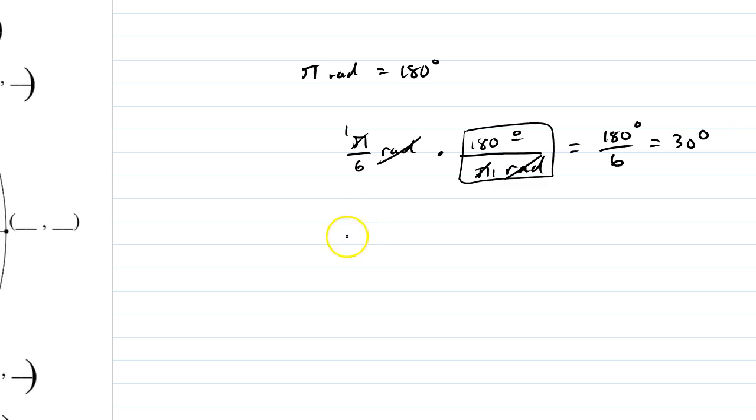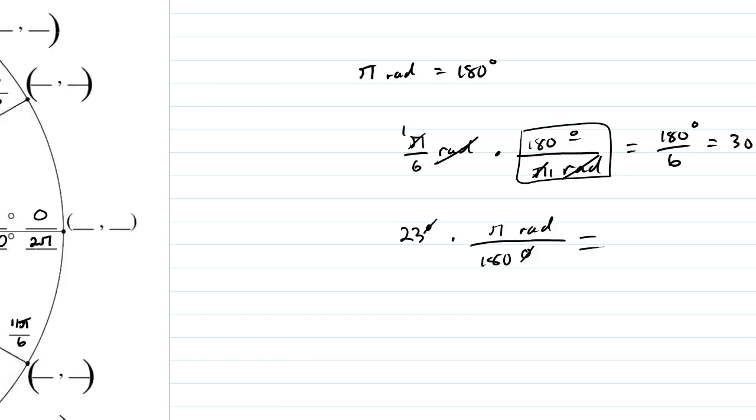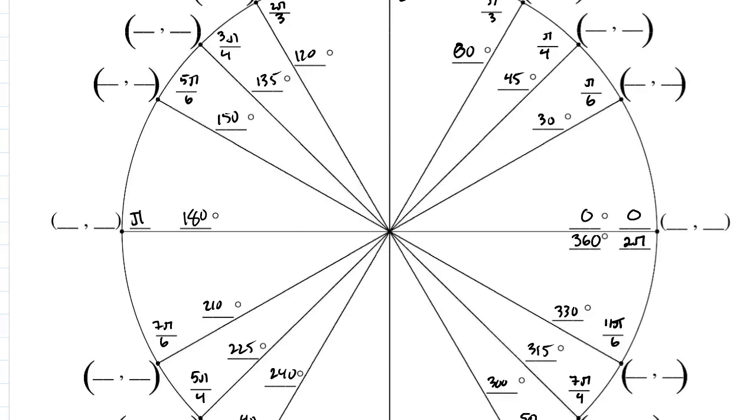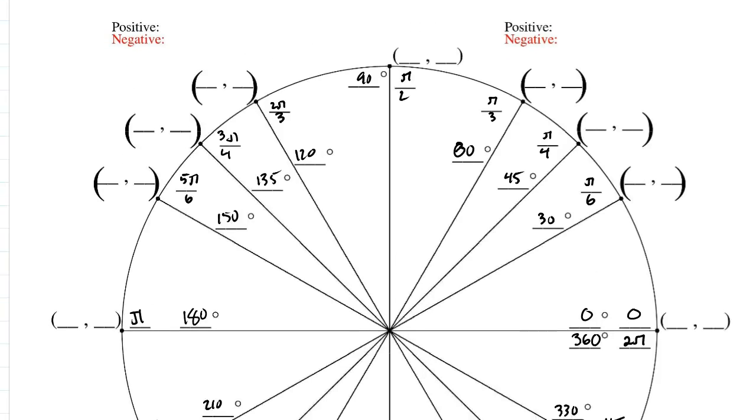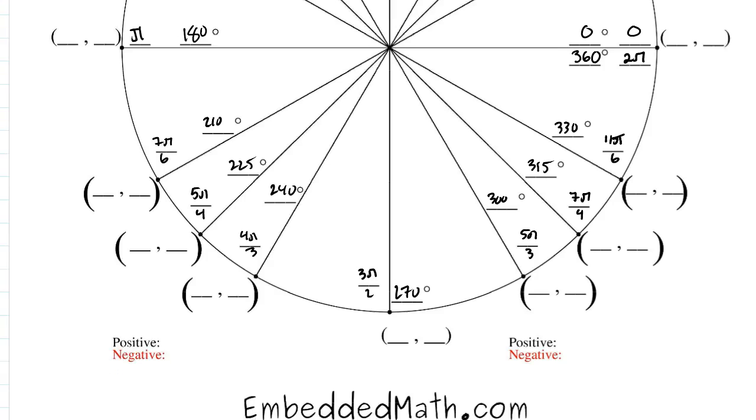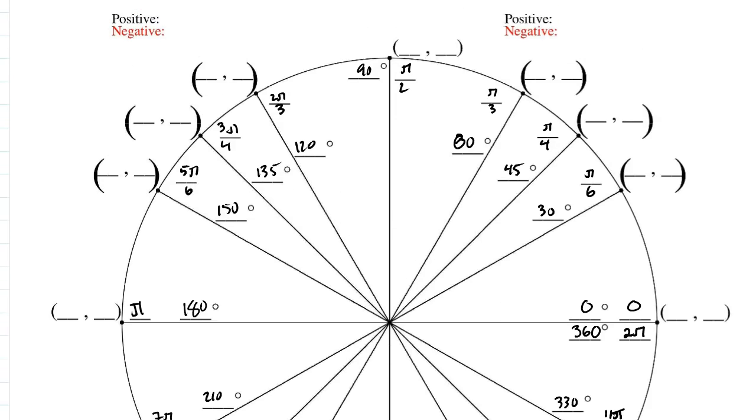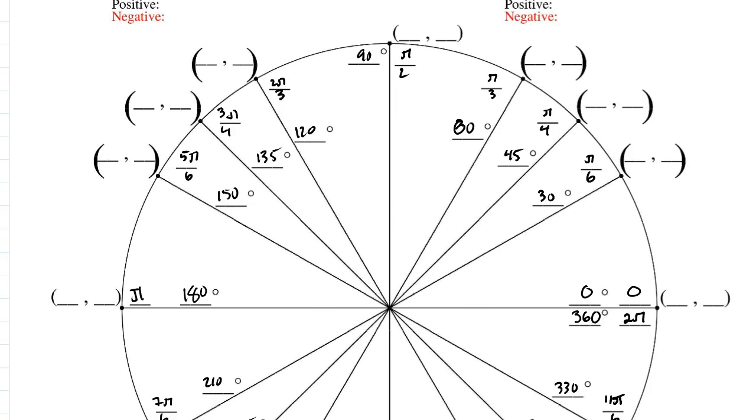Okay, and likewise, if I ever give you like 23 degrees, you can still multiply by pi radians all over 180 degrees. Now you have a degree over a degree, and you just have to work it out to figure out the total radians. Okay, so back to the unit circle. You're going to be traveling around the unit circle, and you'll need to know the x and the y coordinates of each one of these spots.